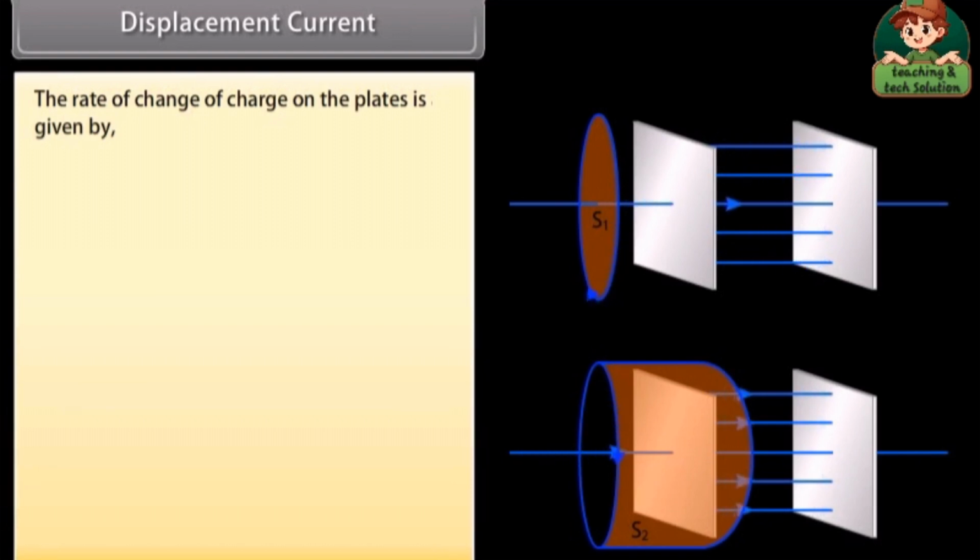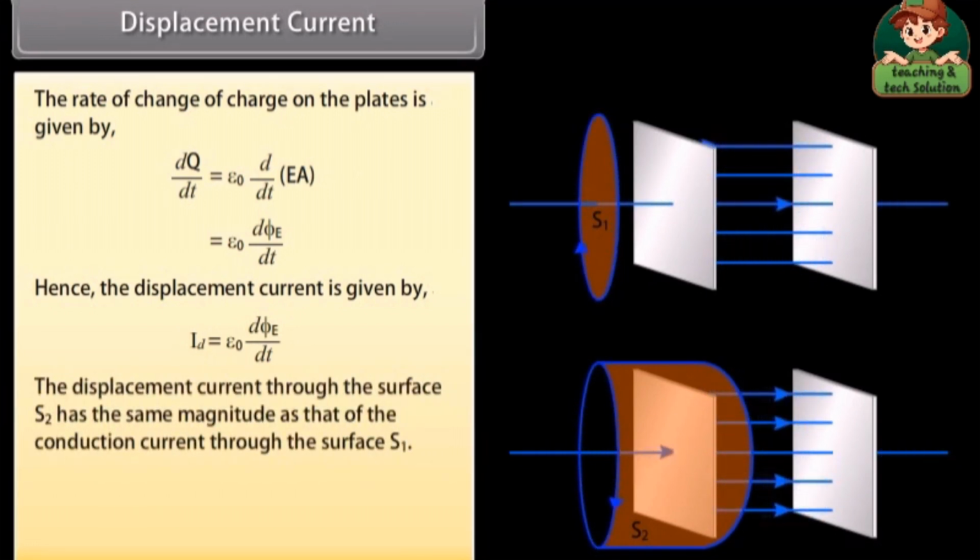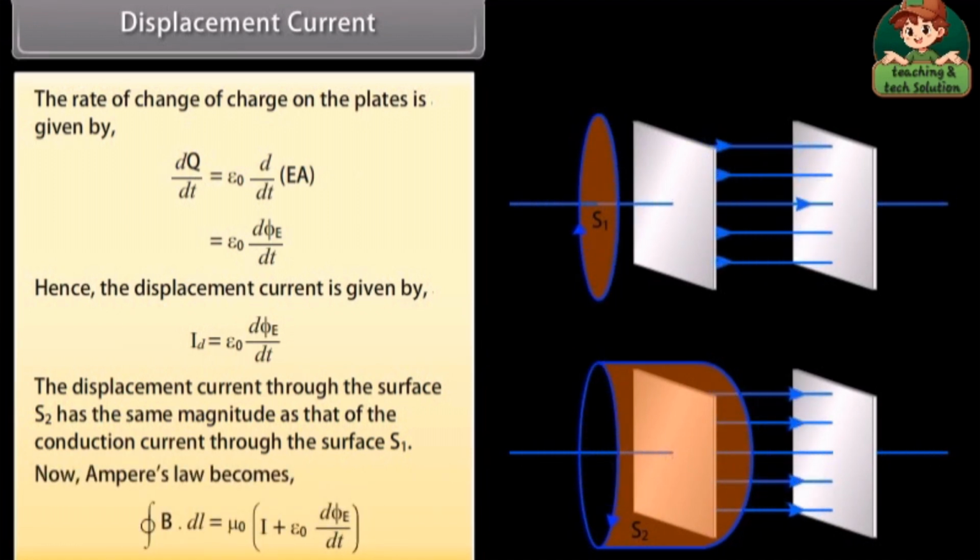The rate of change of charge on the plates is given by epsilon naught d/dt of EA, which is equal to epsilon naught d phi E by dt. Hence, the displacement current is given by I_D equals epsilon naught d phi E by dt. The displacement current through the surface S2 has the same magnitude as that of the conduction current through the surface S1. Now, Ampere's law becomes closed integral of B dot dl equals mu naught multiplied by I plus epsilon naught d phi E by dt.